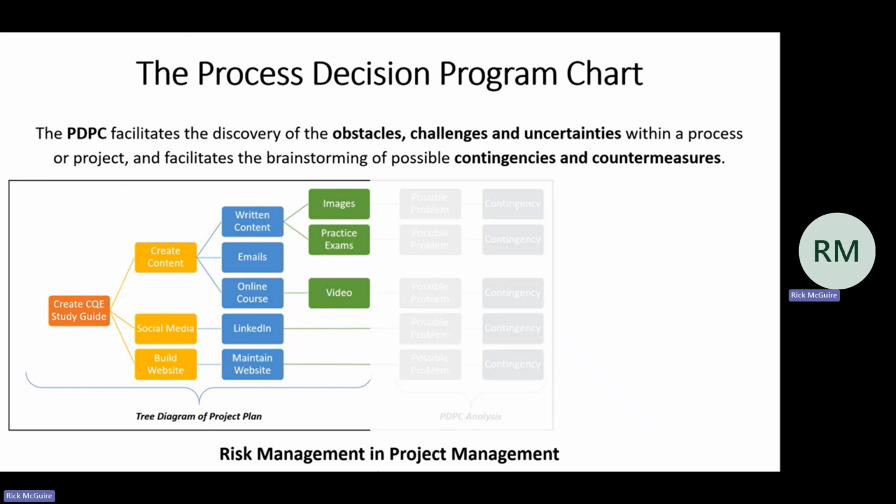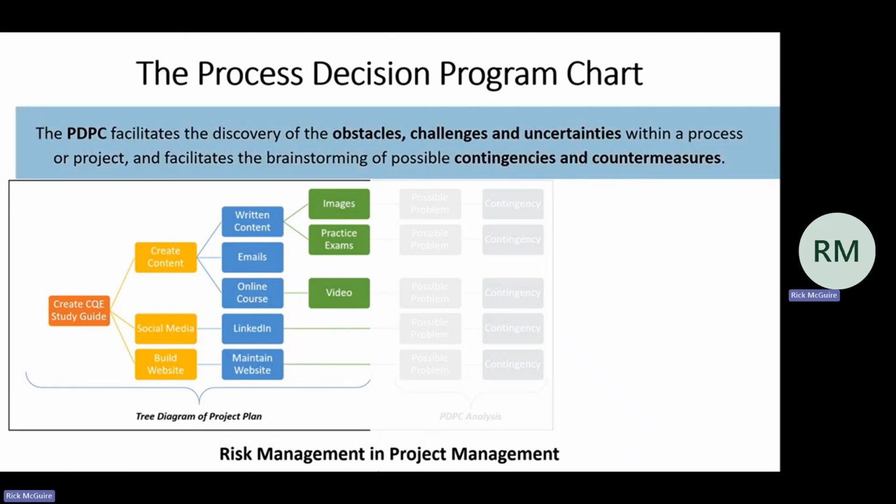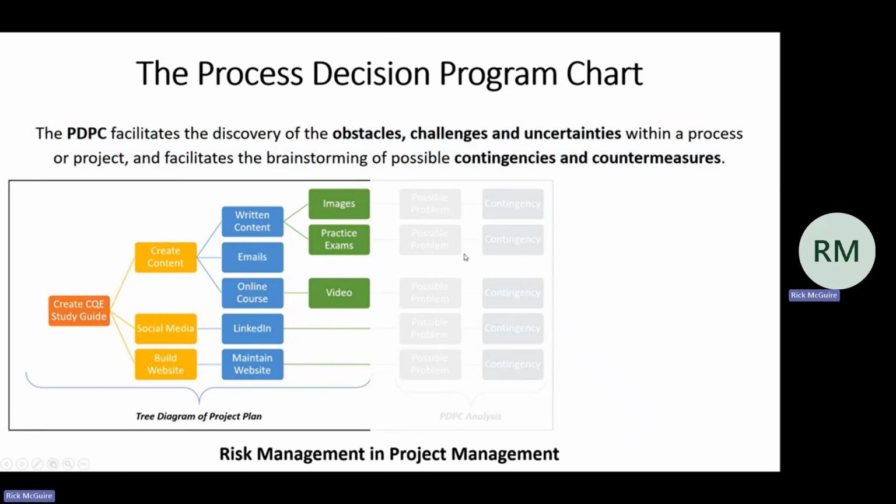And so if you're going to successfully implement a corrective action or a project over time, you have to go through the process of uncovering what those challenges are, understanding what that risk is in your project, and then mitigating that risk through contingencies and countermeasures. And so the way I like to present this is, let's say we start with our tree diagram here on the left, right? This is me creating CQ Academy.